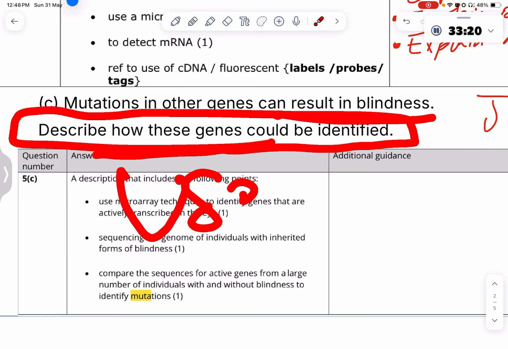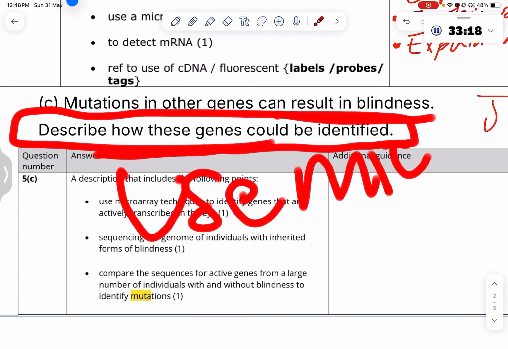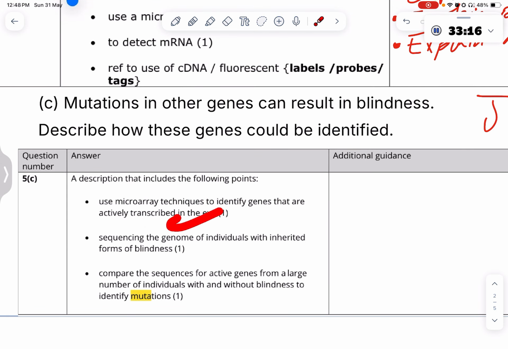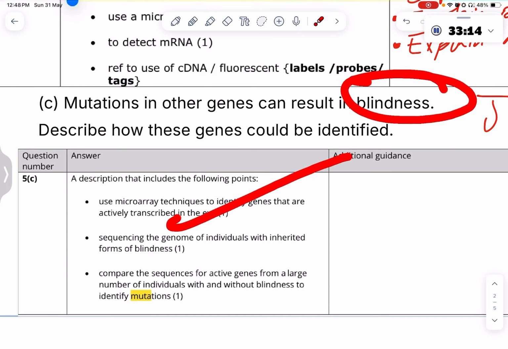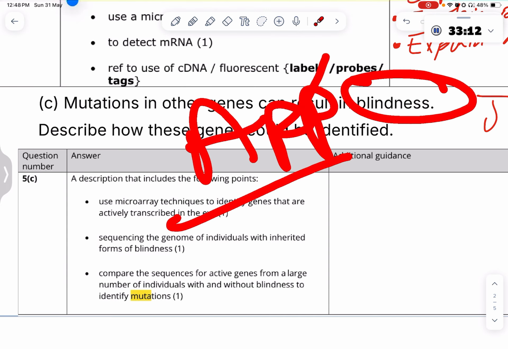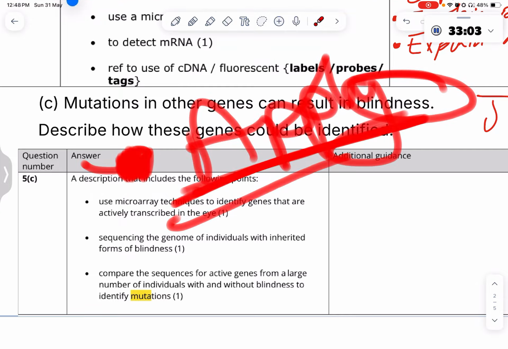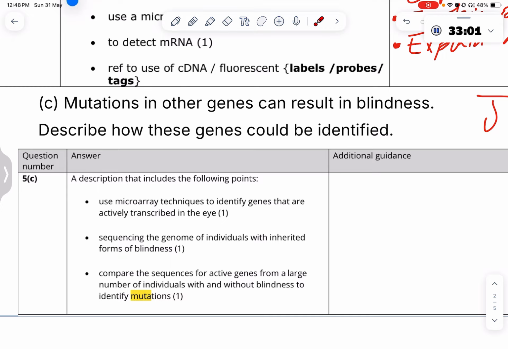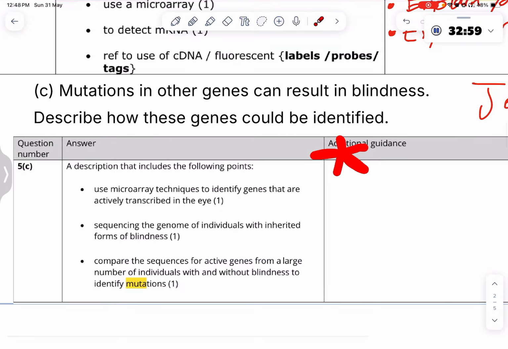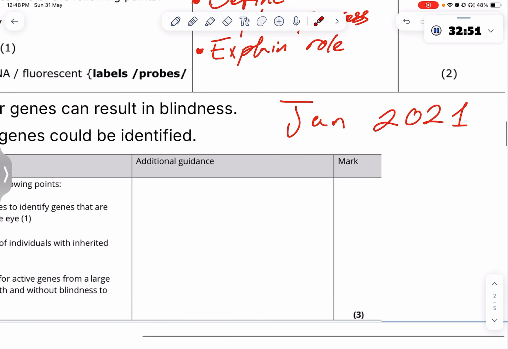Obviously, we use microarrays to identify the actively transcribed genes in the eye, because here we're talking about blindness. So you must apply to the question's topic, and always be specific. Then this question used different keywords we weren't used to, like sequencing. Sequencing was here the first time to be used.